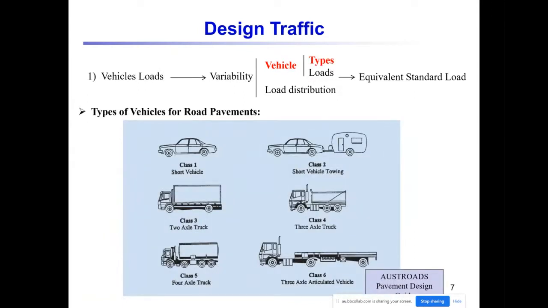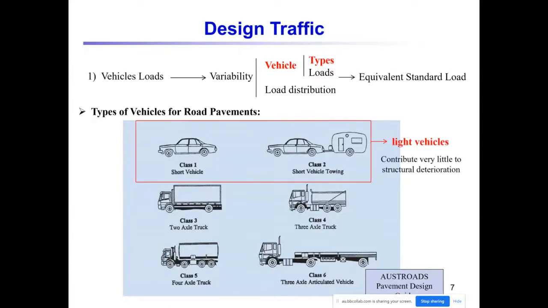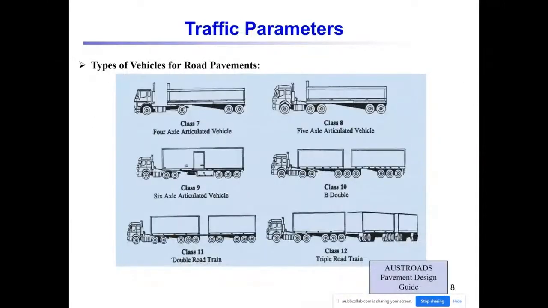But what are the types of the vehicle that we need to consider for the design of a pavement? Based on Austroads, we have 12 classes of vehicles. Here you can see different classes. The first two classes are considered as light vehicles, and from class 3 to class 12 are considered as heavy vehicles.